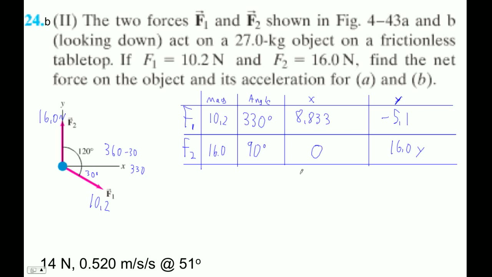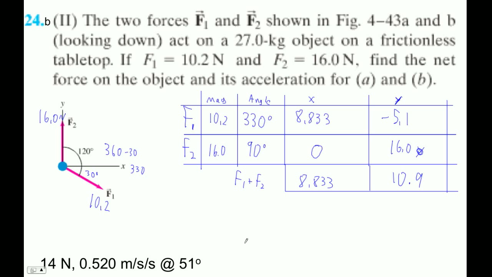And now we're going to add all these guys together. So F1 plus F2. I just love that. I wish I could do that on my PC. Okay, so this guy, that's just 8.833. Right? And then 16 minus 5.1 is 10.9. Why'd I put a Y there? I don't know. 10.9.